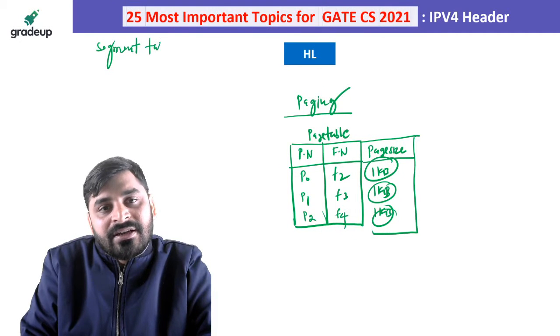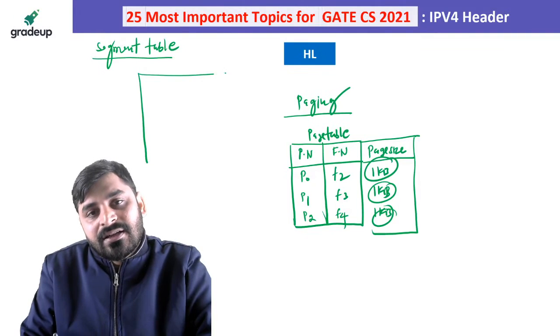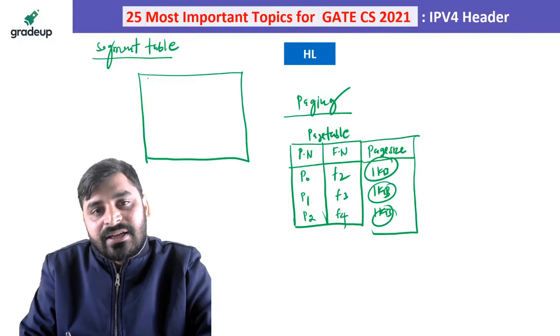So you know the segment table. Segment table के बारे में भी आपको जानते होंगे guys. Segment table में क्या होता है? Segment number, there is a base address and this is the limit.